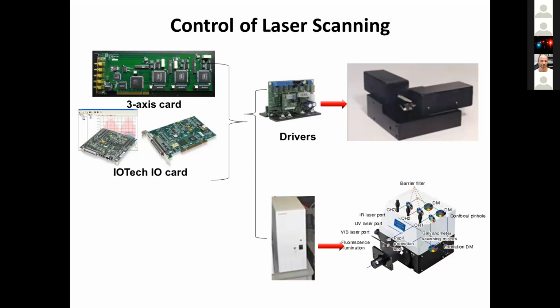To read the scanner and to move the scanner, we also need cards. Most of the microscopes come with this 3-axis card, with which we can handle the position of the scanner and move the scanner to raster scan. We use here the IOtech card, which is a very cheap solution, and you can do it on your own. This is the way that we solved how to handle the drivers of the scanner, connect with the microscope and make the microscope work.